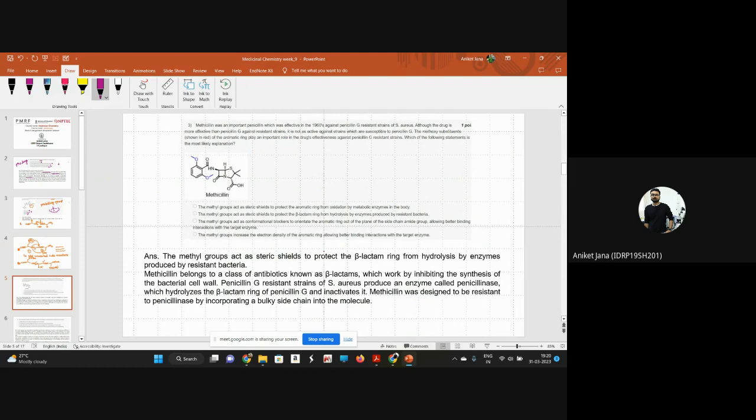Methicillin was an important penicillin which was effective in the 1960s against penicillin G resistant strains of Staphylococcus aureus. Although the drug is more effective than penicillin G against resistant strains, it is not as active against strains which are susceptible to penicillin G. The methoxy substituents shown in red on the aromatic ring play an important role in the drug's effectiveness against penicillin G resistant strains. Which of the following statements is most likely to explain this?